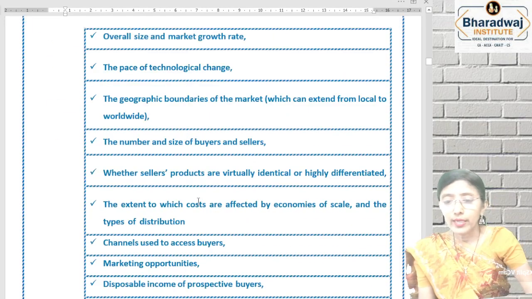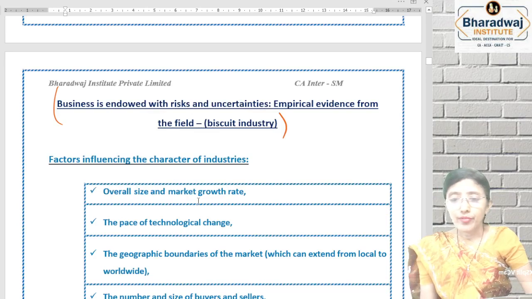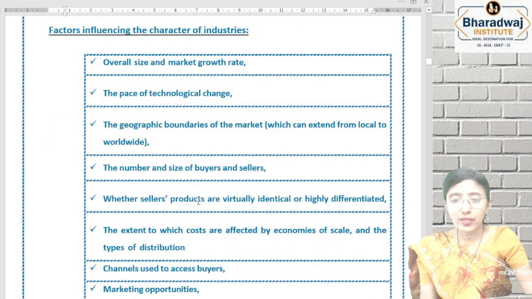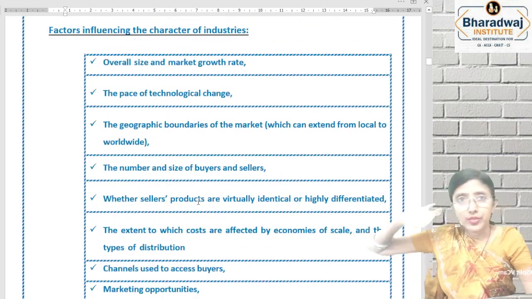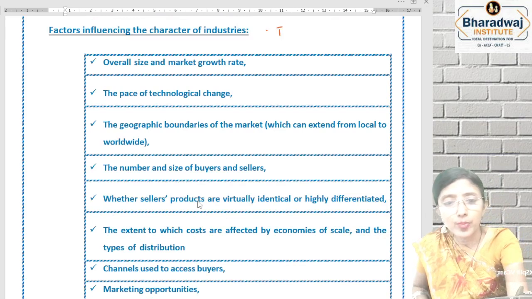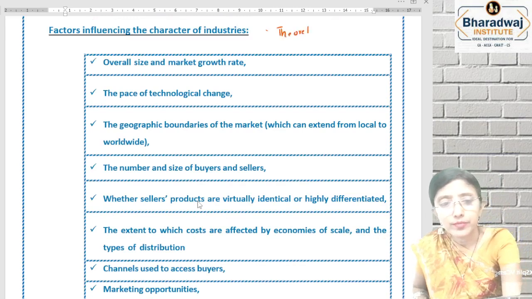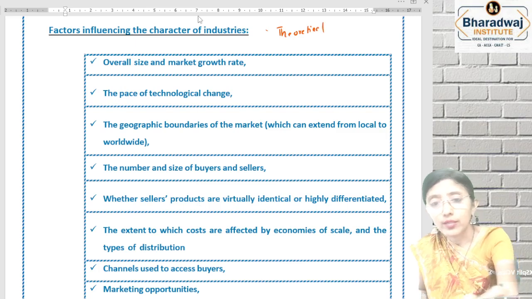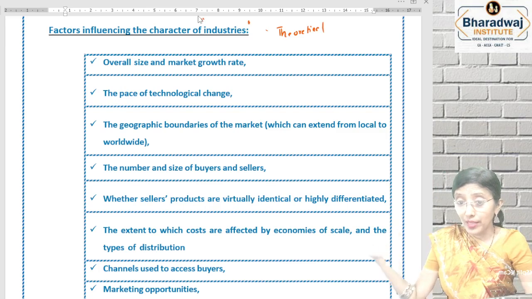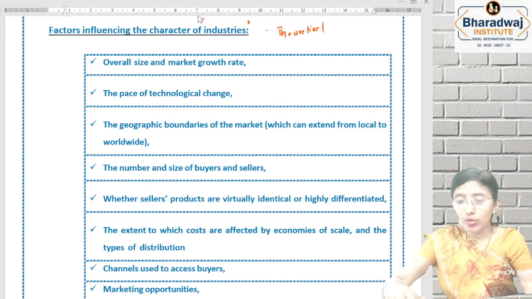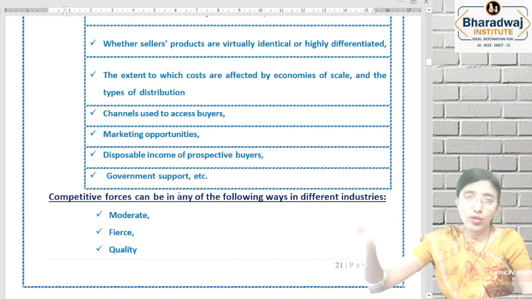Not to worry. Now we have to go into the factors influencing the character of the industry, my dear students. I have listed them out. Study it as it is. It is purely theoretical. What is the nature of the industry? The technological change in the industry, the market growth rate, the geographic boundaries, all of which pertain to the industry as a whole.